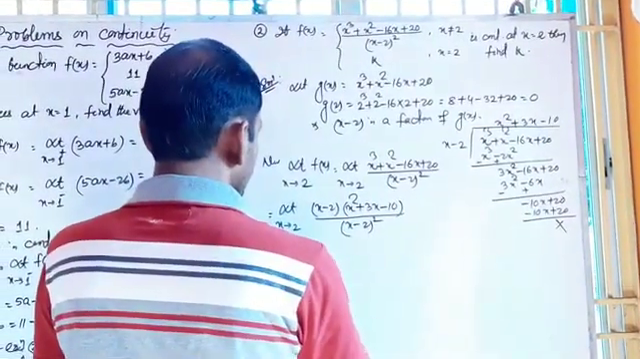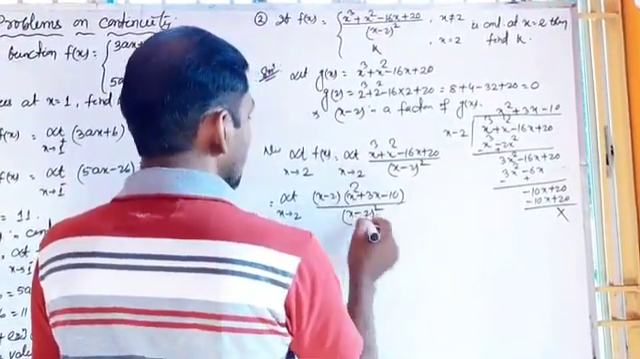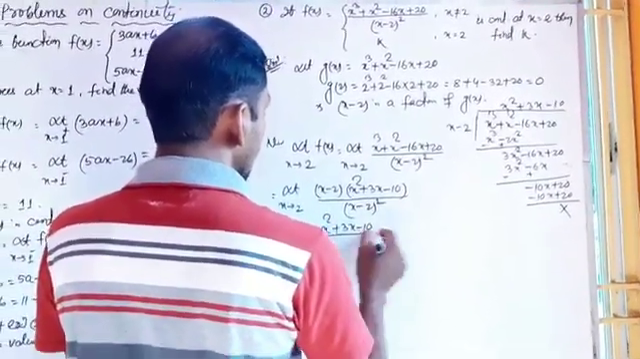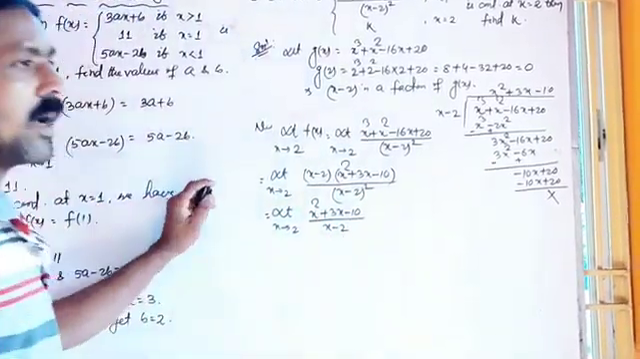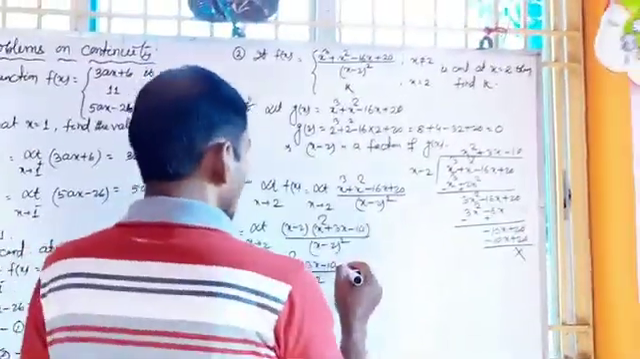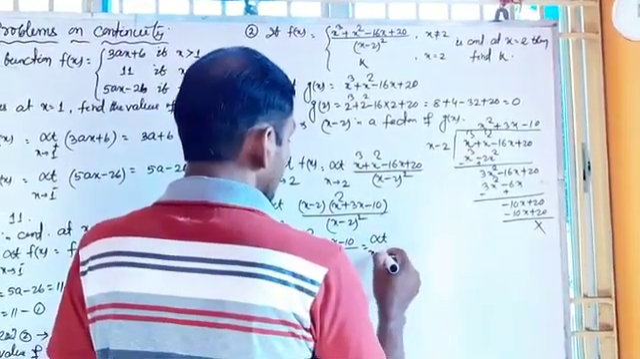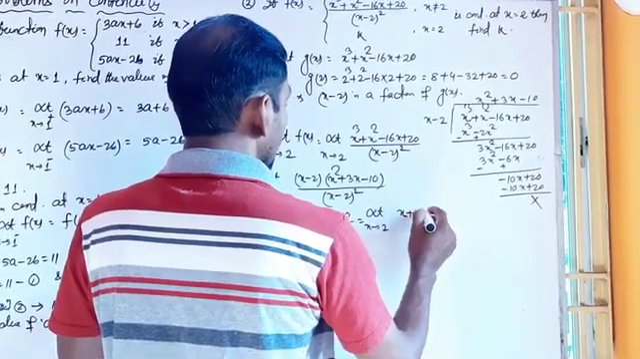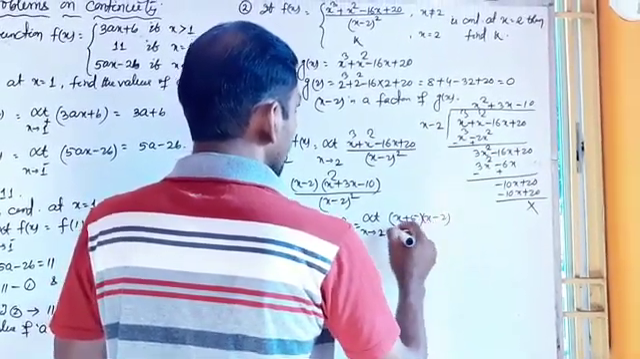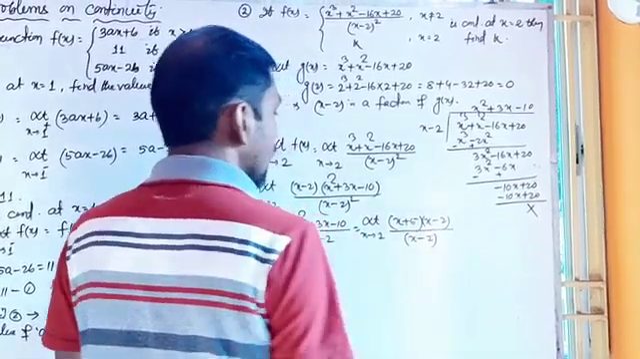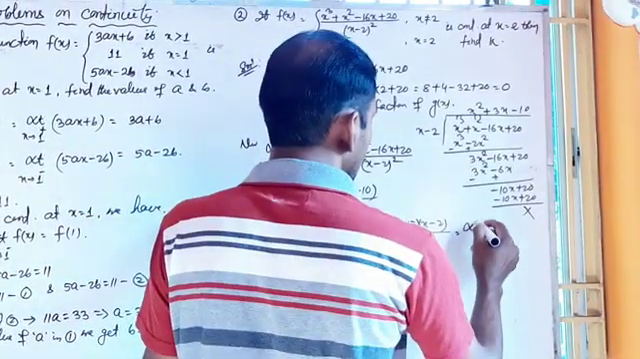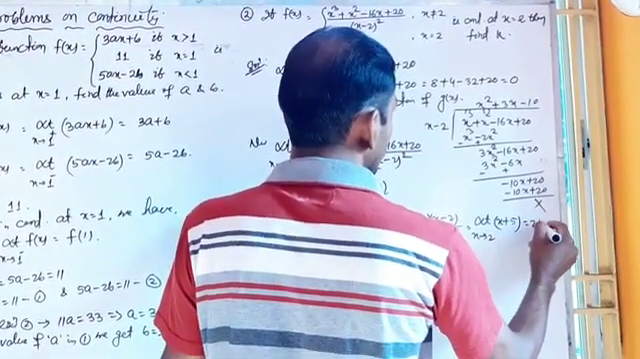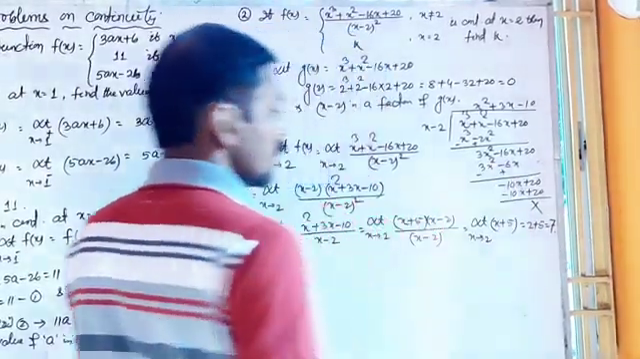So this is limit x tends to 2. Here x minus 2, x minus 2 will be cancelled. So it is x square plus 3x minus 10 by x minus 2. Now again you can factorize it by splitting the middle term. It will be x plus 5 into x minus 2 by x minus 2, again x minus 2 will be cancelled.